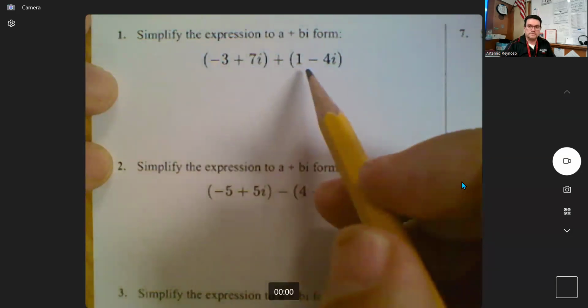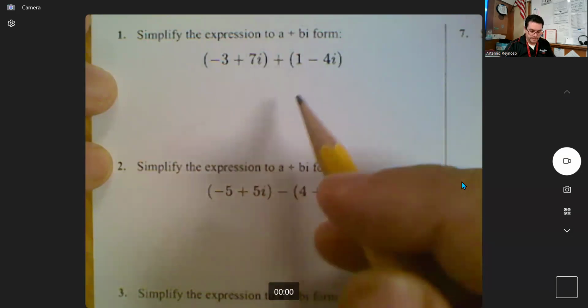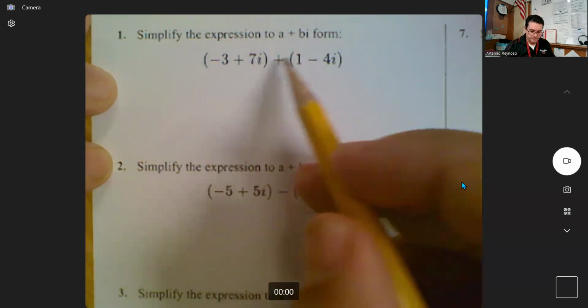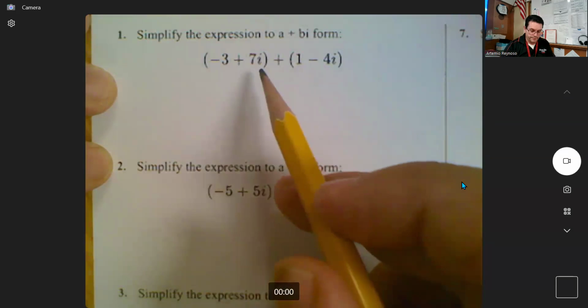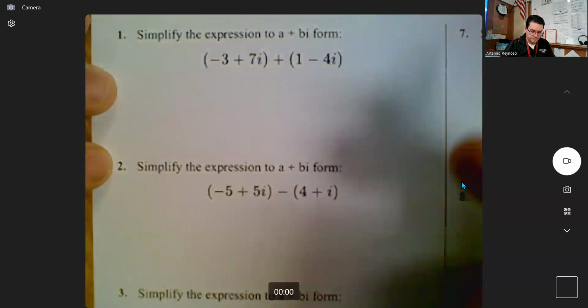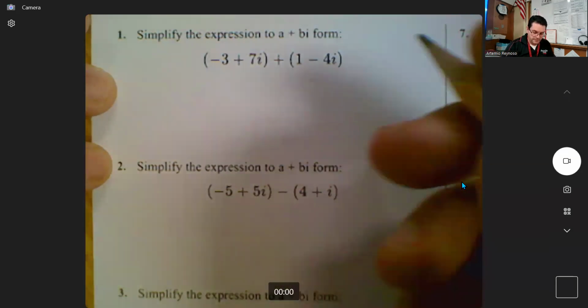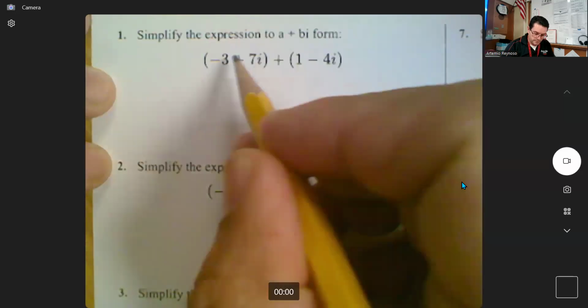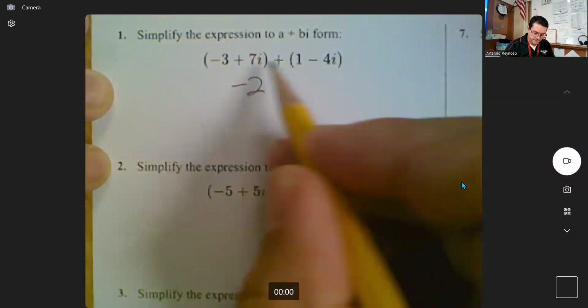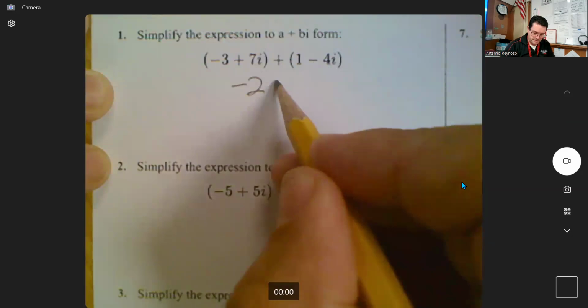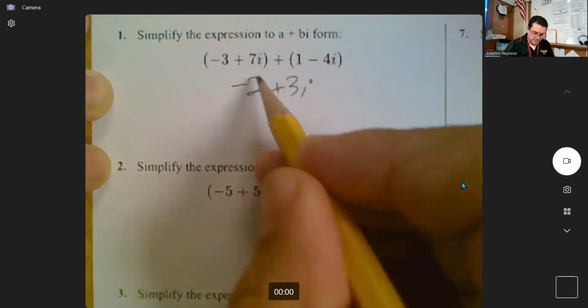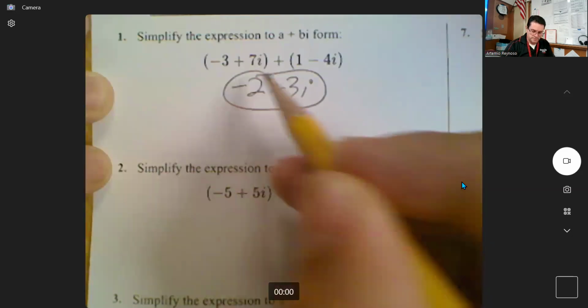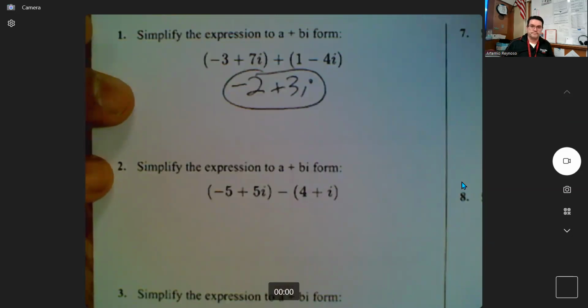When we add complex numbers, we're adding real numbers with imaginary numbers. When we get the i, we treat the i as we have treated the x value or the a value or any other variable. 1 minus 3, negative 2. 7i minus 4i's, 3i's. And nice and easy, this is the answer.